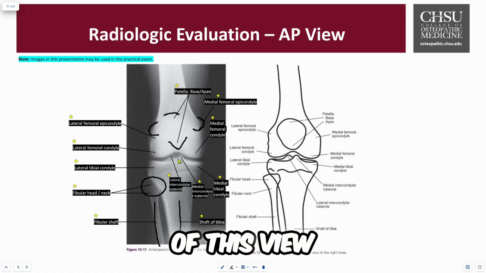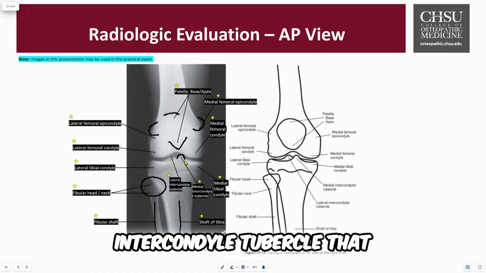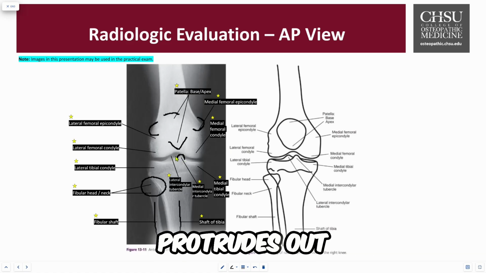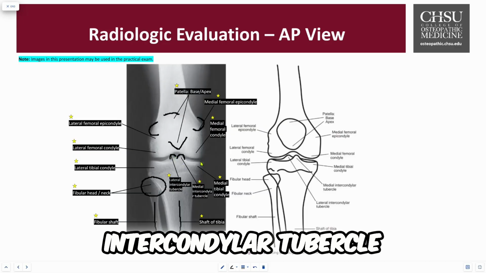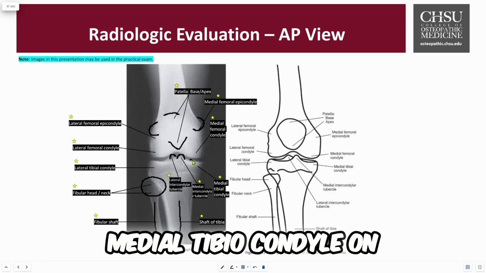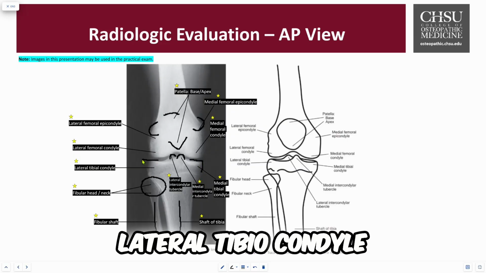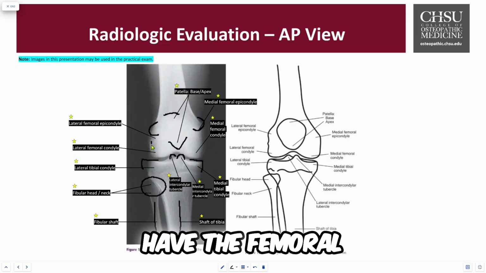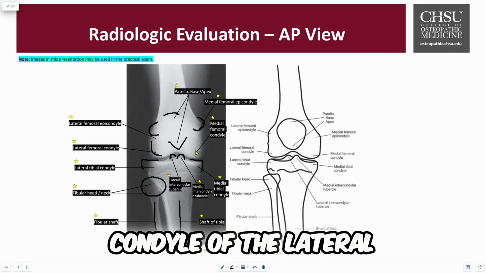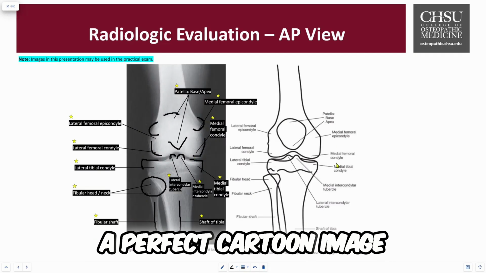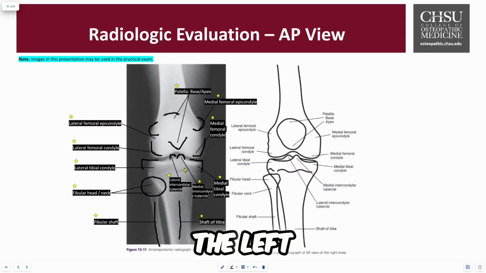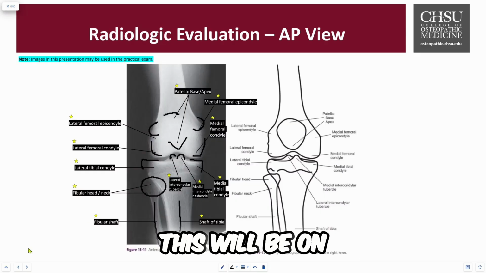And right here you can see the superimposed view. On the right of this view is the medial intercondylar tubercle that protrudes out. And on the left of that, on the posterior part, is the lateral intercondylar tubercle. Then we also have the medial tibial condyle on the tibial side, the lateral tibial condyle, and then the femoral condyle of the lateral side and the femoral condyle of the medial side. On the right is a perfect cartoon image that mirrors the left. Make sure you study this image. This will be on the exam.